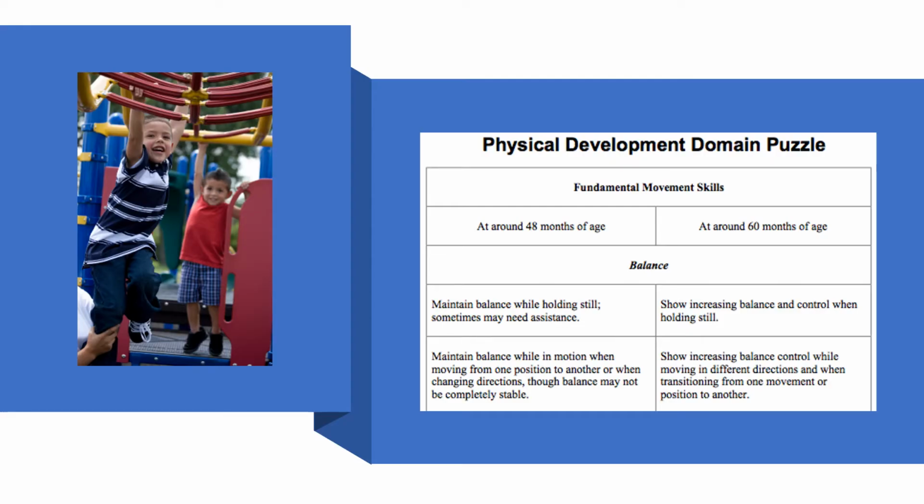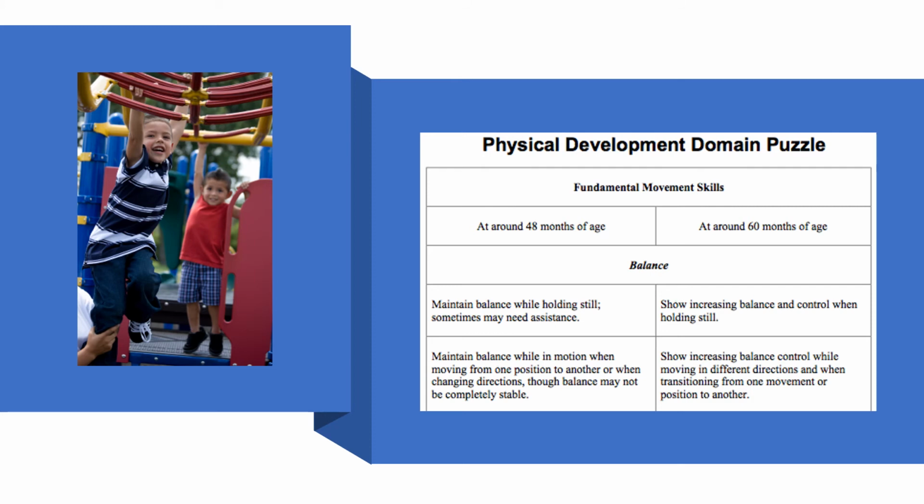And so here's an example of how the domain is organized. And this example looks at the strand of fundamental movement skills and the substrand of balance. And you can see at around 48 months, a child would be able to maintain balance while holding still. Sometimes they might need assistance. And an example of that would be maintain balance while in motion, when moving from one position to another, or when changing direction, though balance may not be completely stable.